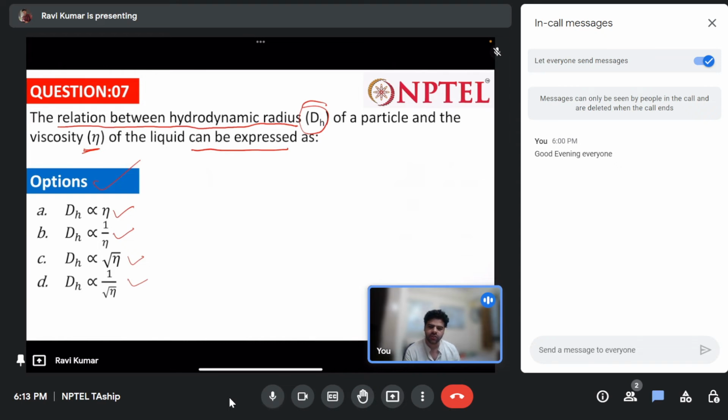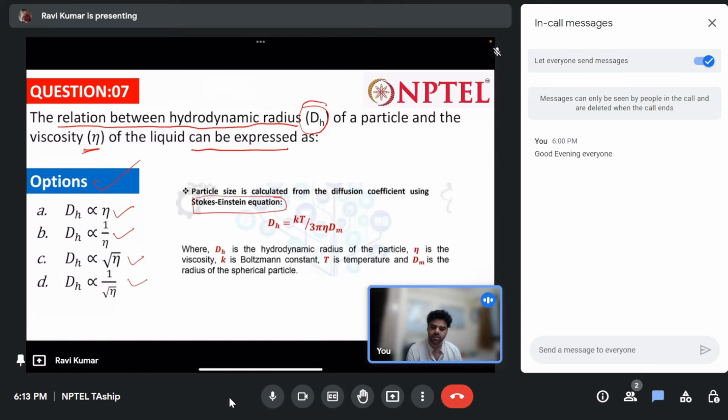So for this question we just need to see the formula which is known as the Stokes-Einstein equation. From this Stokes-Einstein equation we can see this hydrodynamic radius is inversely proportional to eta, and here eta is the viscosity. So this dH will be proportional to 1 by eta, and among these options option B is correct, not A, C or D. So option B is the correct answer here.